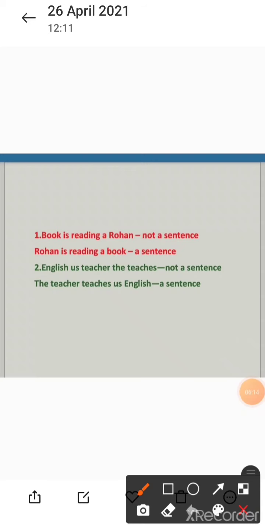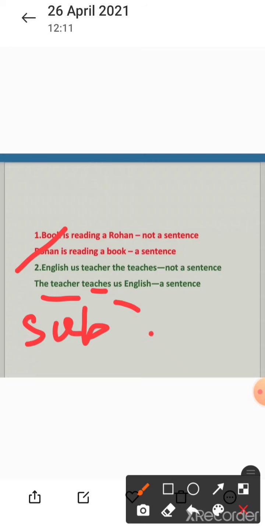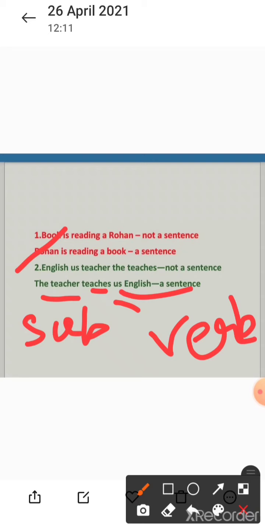Similarly, look at the next sentence. The teacher, it is the subject. Teaches, it is the main verb. Then teaches us English. It is the object or the predicate. So the teacher teaches us English. It is a meaningful sentence. And to write a meaningful sentence, a sentence must be constructed in this way that I have already discussed. The subject, then comes the helping verb, then comes the main verb, then the object.